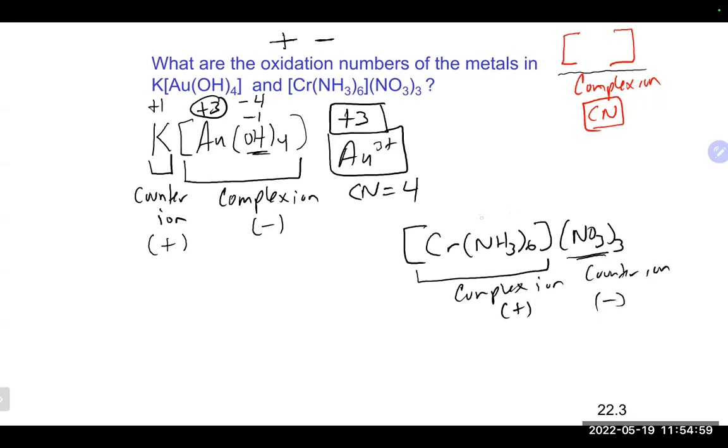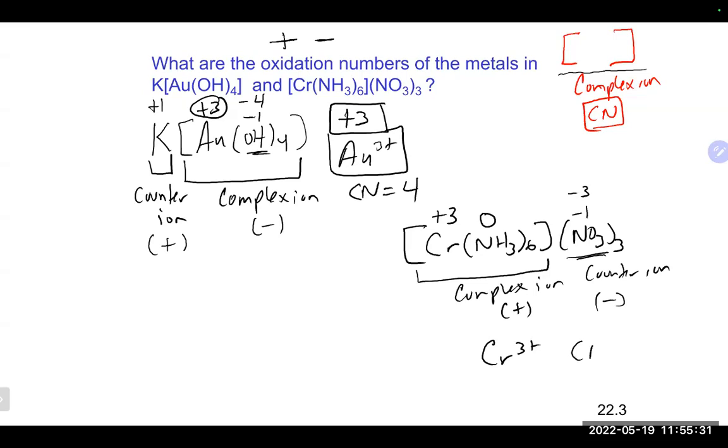Charge on NH3 is 0. Yeah, not NH4 plus. This is NH3, so that is 0. NO3 is nitrate, which is -1 each, and there's 3 of them, gives you a -3. That means to balance out everything here, our chromium is carrying a +3 charge as well here. Any questions on that one?